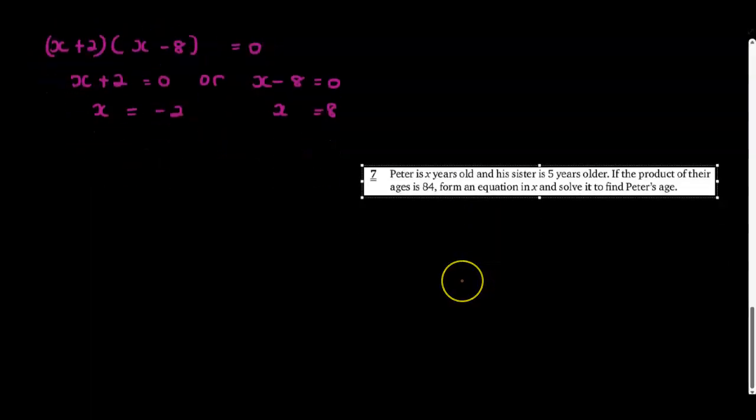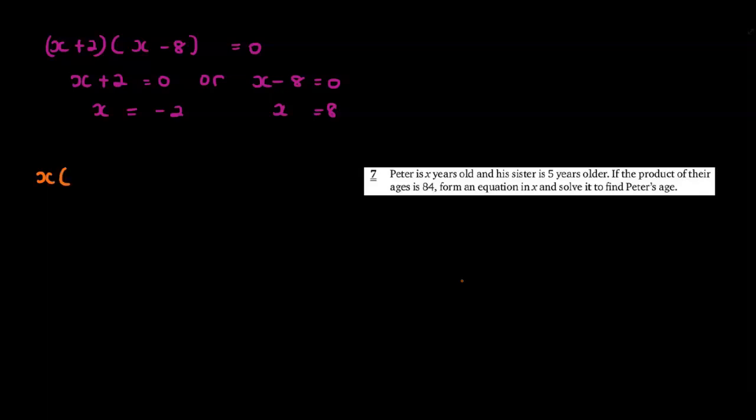So they told you here that Peter's age is X and his sister is 5 years older. So Peter's sister's age is X plus 5. And then the product of the ages is 84. So it's Peter's age times his sister's age, X plus 5, is equal to 84. You simplify your left hand side, so it's X squared plus 5X is equal to 84. So you're going to get X squared plus 5X minus 84 is equal to 0.